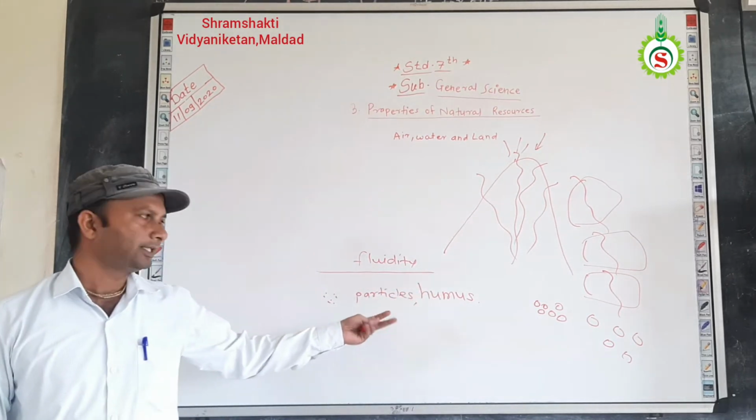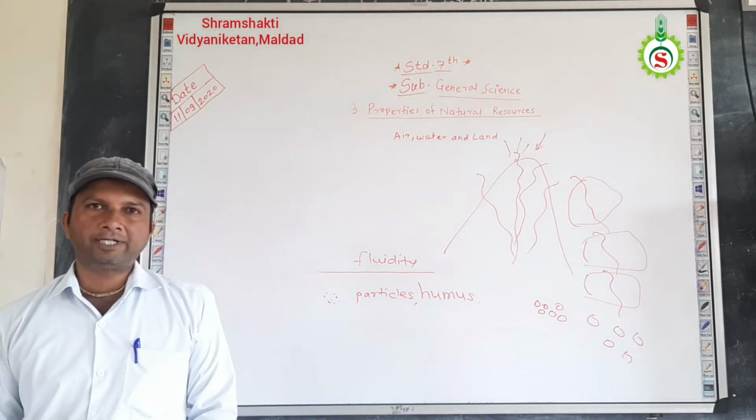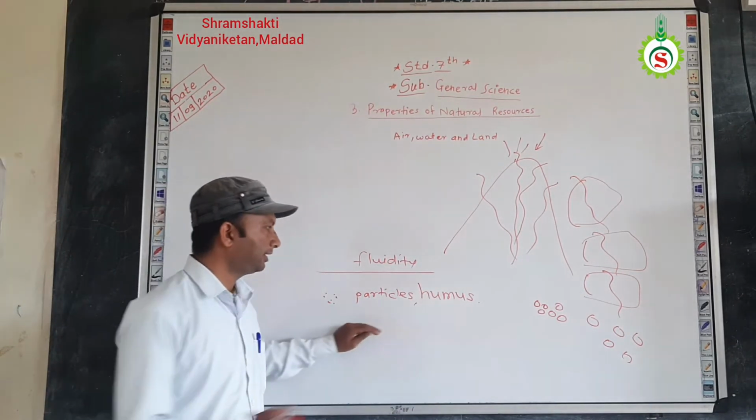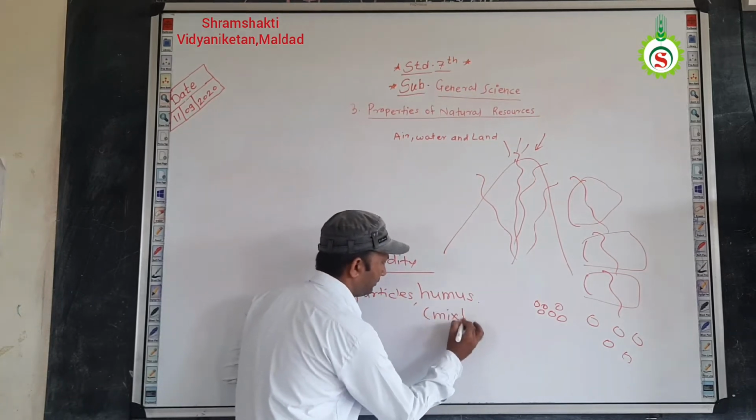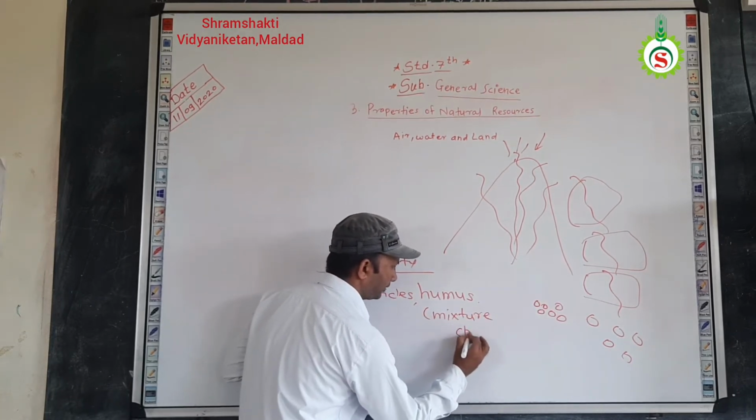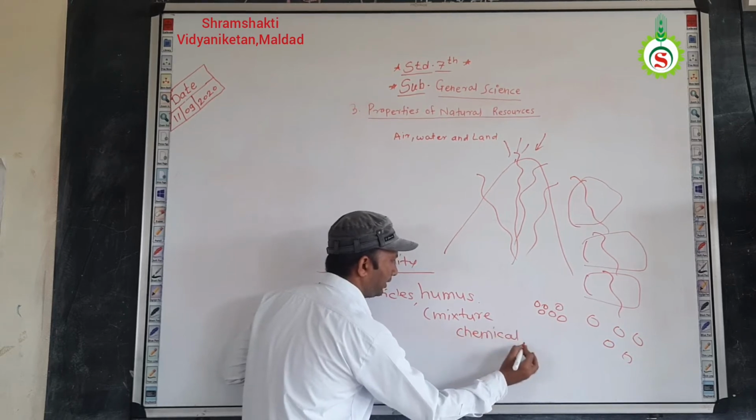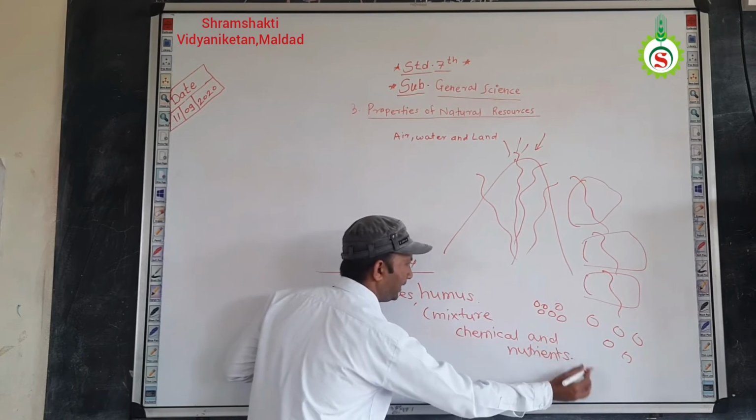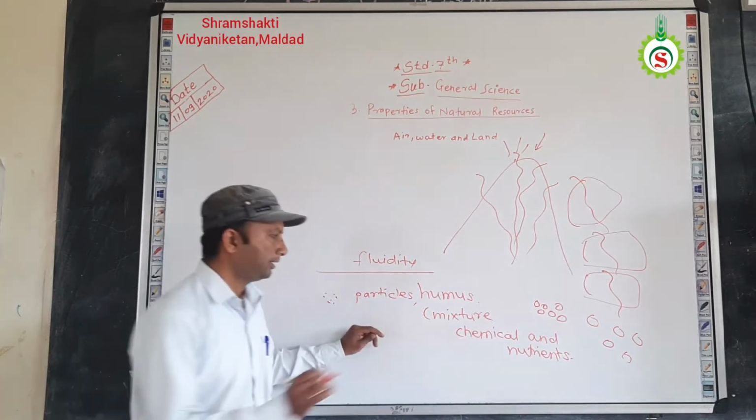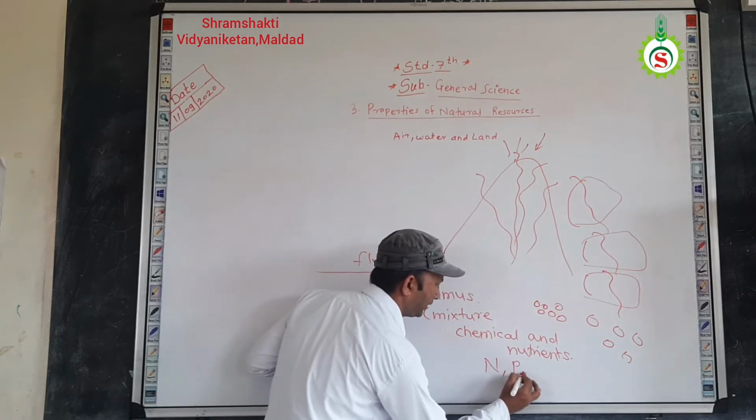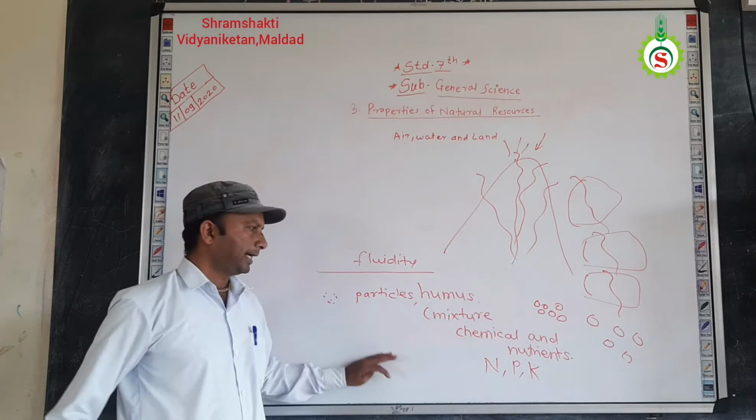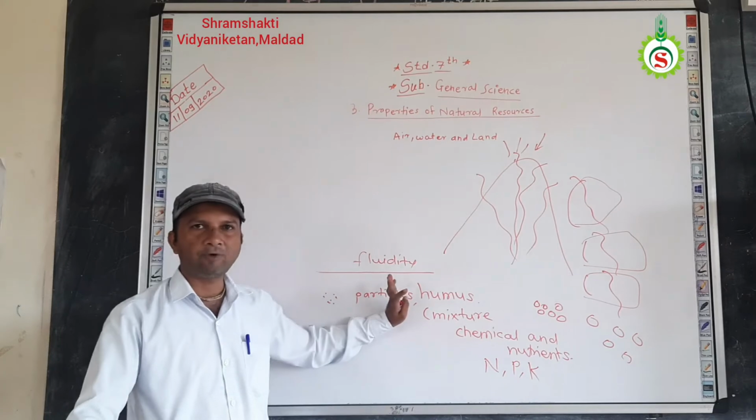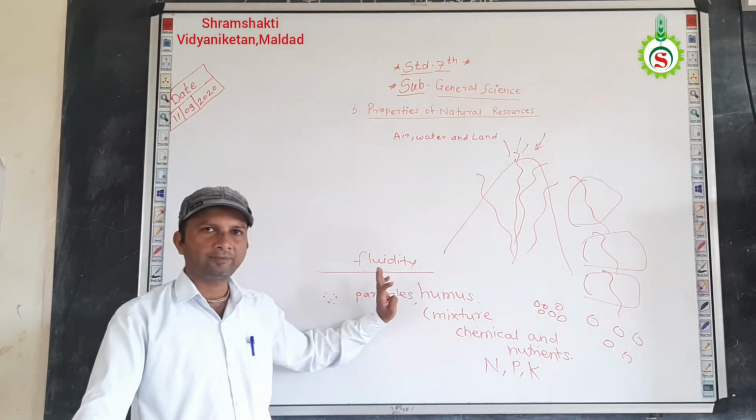After some days, that dead body becomes decomposed by small microorganisms. After that, the humus is formed. Humus means the mixture of chemicals and nutrients. Okay. So which nutrients are mainly present in the soil? Nitrogen, then phosphorus and potassium, NPK. Nitrogen, potassium and phosphorus are the important nutrients which are present in the dead bodies of animals as well as dried parts of the plants.